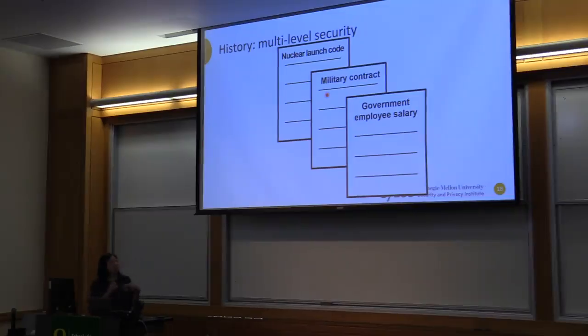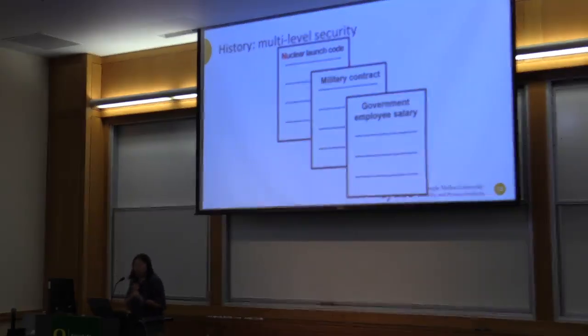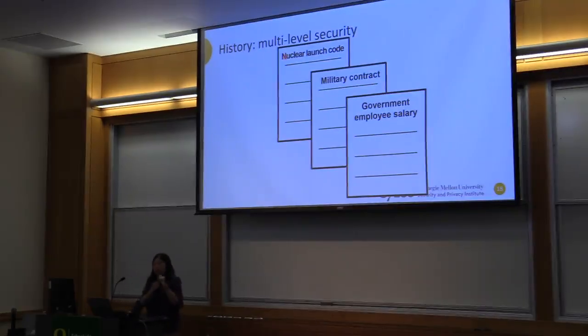who they purchase from, how much they pay, what they are purchasing seem to be quite important. And then we have something called the nuclear launch code. This is actually highly secretive. Only a few people hopefully know this code. So these documents actually contain different levels of secrecy, if you think about it.